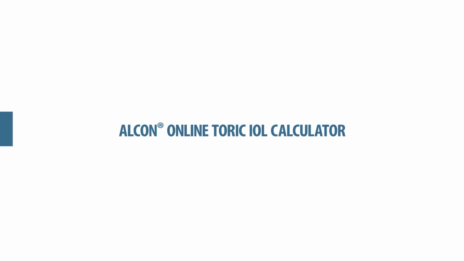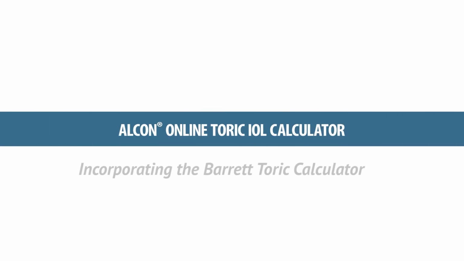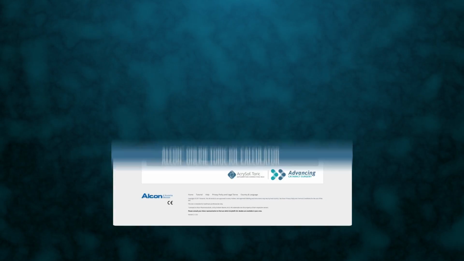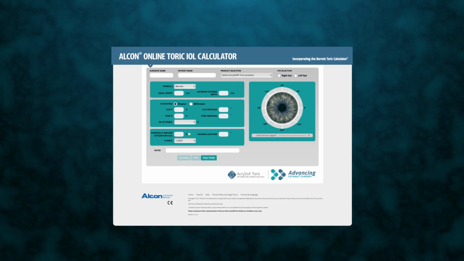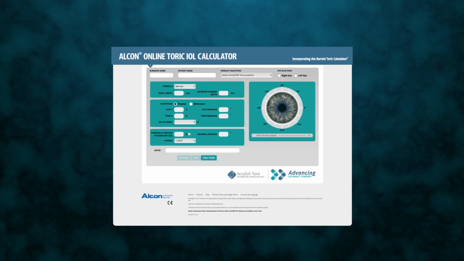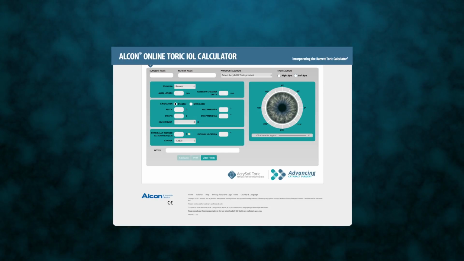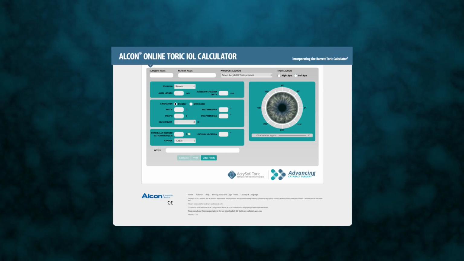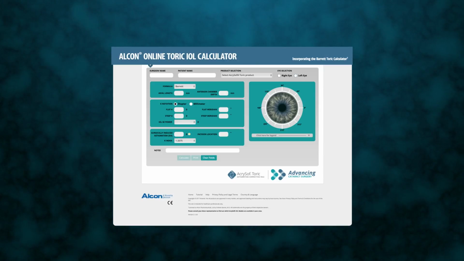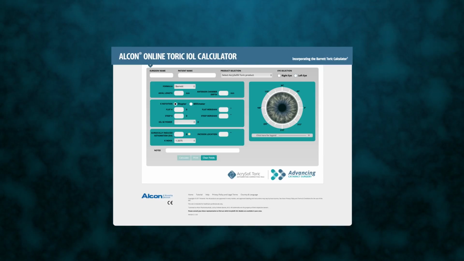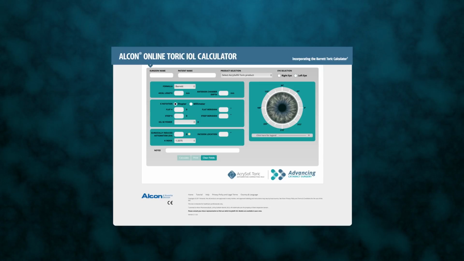The Alcon Online Toric IOL Calculator is a tool to assist the treating ophthalmic surgeon in selecting an Acrysof Toric IOL for adult patients with corneal astigmatism undergoing cataract removal. Accurate keratometry and biometry measurements are required to achieve optimal visual outcomes. The calculator provides a streamlined, intuitive user interface that is designed to simplify procedural planning.